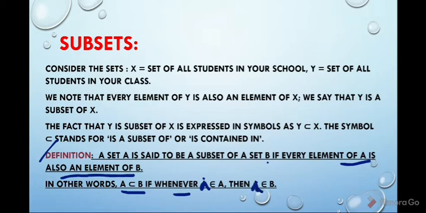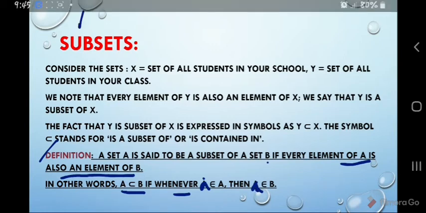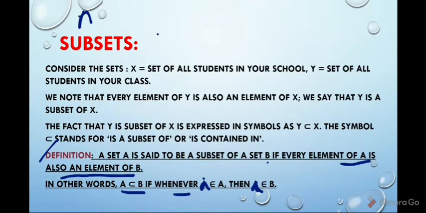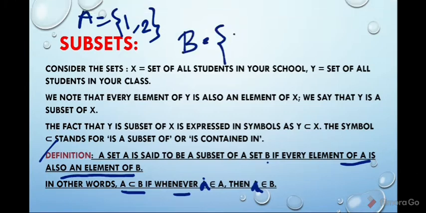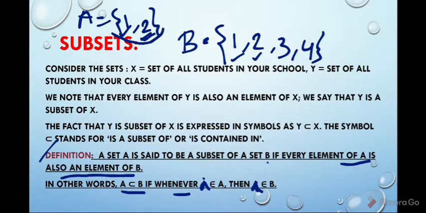Okay, so I will give you an example. Suppose you are considering set A as {1, 2} and set B as {1, 2, 3, 4}. As you can see, 1 belongs to B also. 2 is an element of A and 2 belongs to B also. That means every element of set A belongs to set B. That's why A is a subset of B.